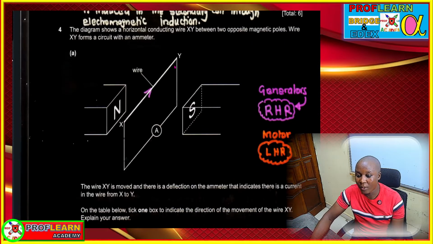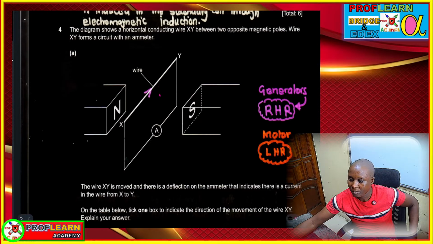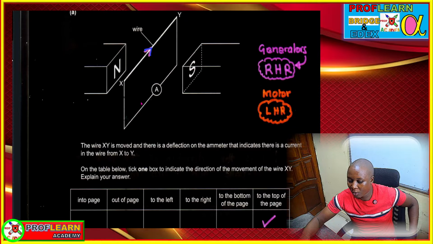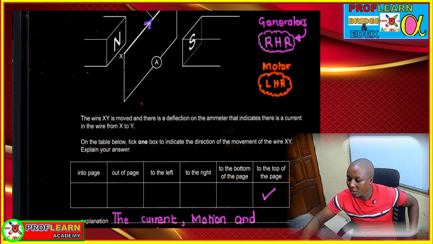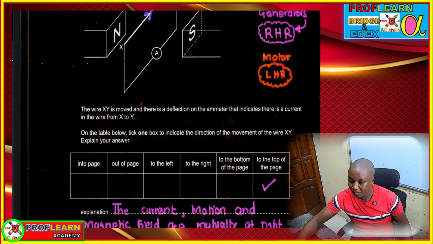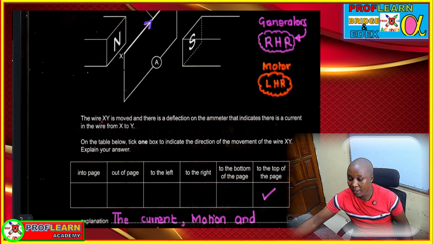Question number 4, we have a conductor XY, and this conductor is made to move. When it moves, a current is created through electromagnetic induction. So we are supposed to indicate on the diagram or on the table below the direction of the movement of the wire. It says on the table below, tick one box to indicate the direction of the movement of the wire XY and explain your answer. So we are told that current moves from X to Y.